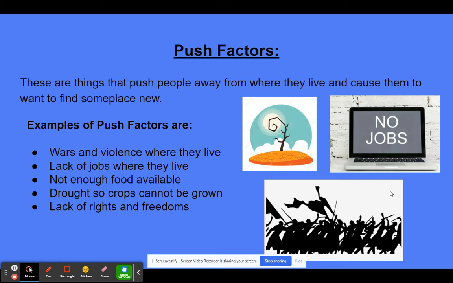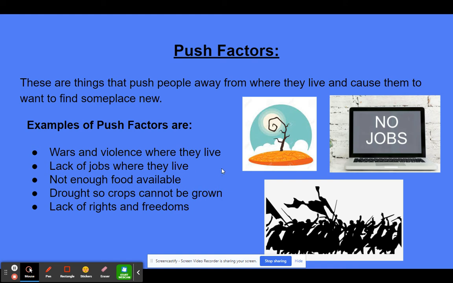Some of those reasons we like to call push factors. Push factors are things that maybe are pushing people away from where they currently live, and it's causing them to want to seek a new place. These are things that push people away and cause them to want to find someplace new. So here's some examples. There could be wars or violence where someone is living. And this picture kind of goes along with that down here. People don't really want to live in that kind of environment, so that can push them away if that kind of thing is going on.